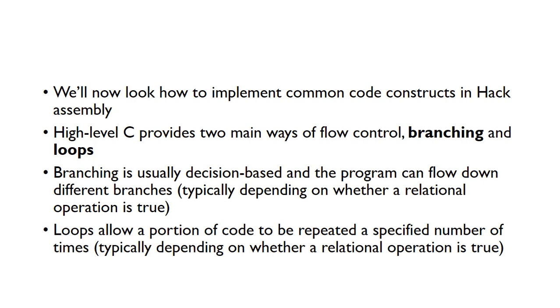So if i is greater than 5, do this, else if i is greater than 10, do this, else, and so on. Then we've got loops. Loops allow a portion of code to be repeated a specified number of times, and this typically depends on whether a relational operation is true. So while i is less than 10, you repeat something, or a for loop, or even a do-while loop. They're all the same idea, and they can all actually be implemented using a while loop. So there are these two fundamental types: the if-else statement and the while loop.